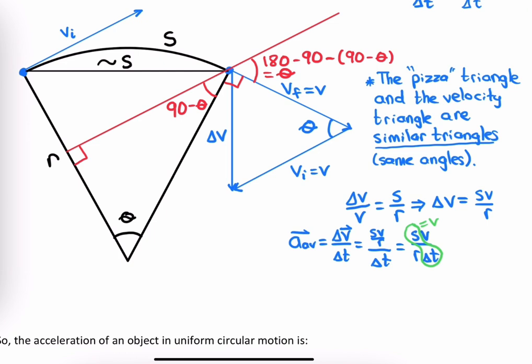So that means I could replace S over delta t with v, which gives me v over r, or v squared over r. So what I've shown is that the acceleration of an object as it moves at constant speed from here to here along a circle is v squared over r.